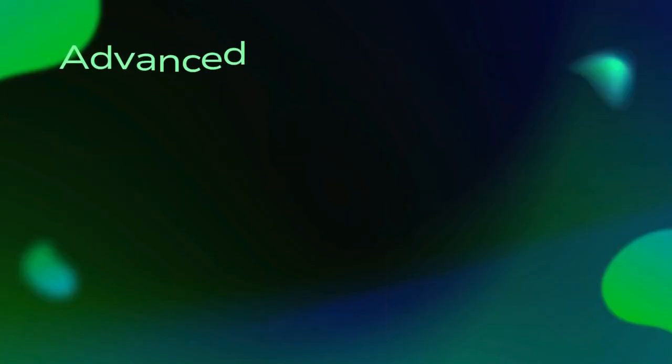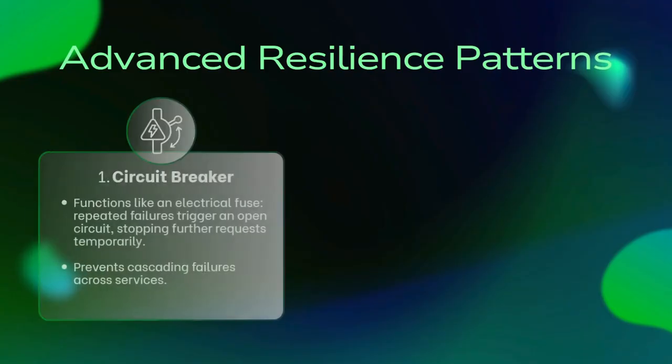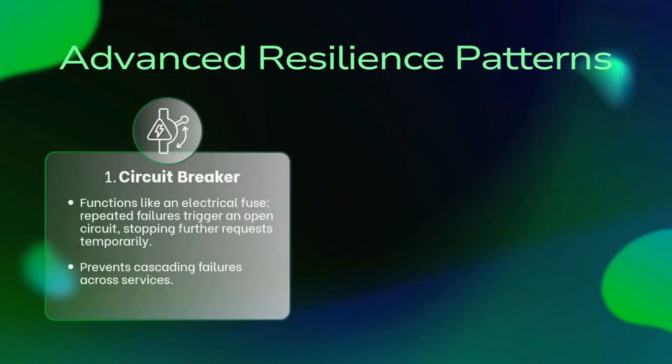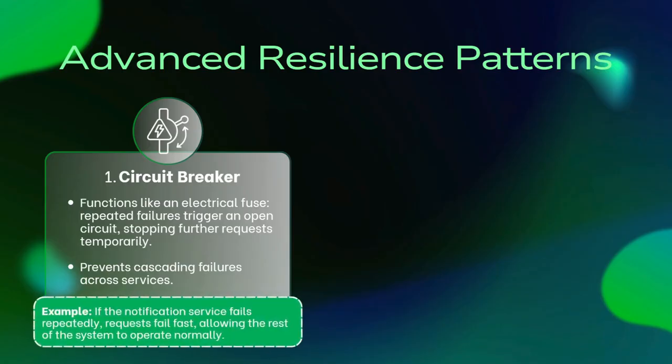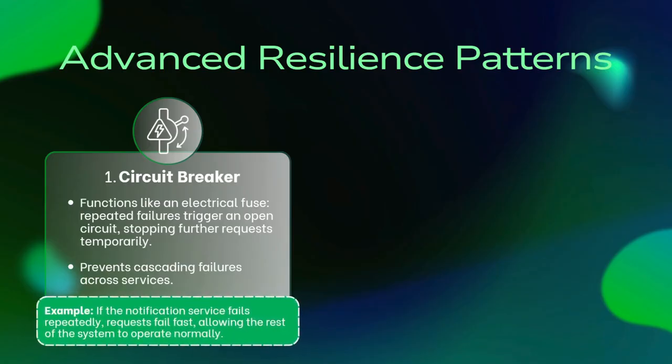To achieve robustness, distributed systems employ proven patterns. Circuit breaker functions like an electrical fuse. Repeated failures trigger an open circuit, stopping further requests temporarily. Prevents cascading failures across services. Example, if a notification service fails repeatedly, requests fail fast, allowing the rest of the system to operate normally.